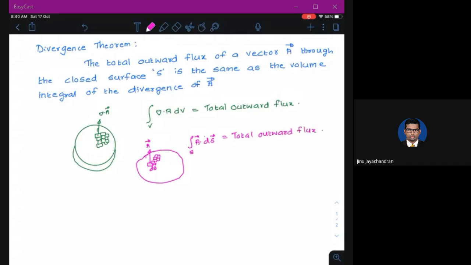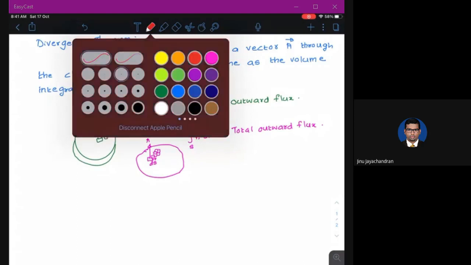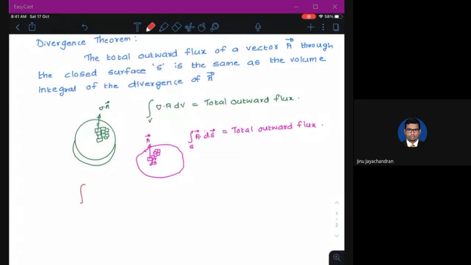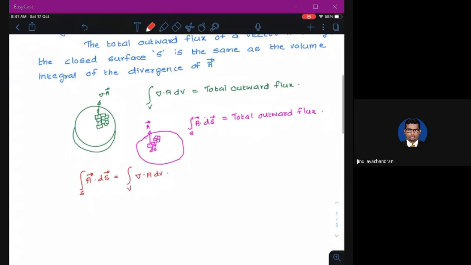So because the flux needs to come out through the surface only, which means if you do a volume integration of the divergence, or if you do a surface integration of the flux, you will get the final total outward flux through that surface or through that volume. Which means I can write in general that the surface integral of the vector A dot dS is equal to the volume integral of the divergence along the volume dV. And this is a very important relationship.